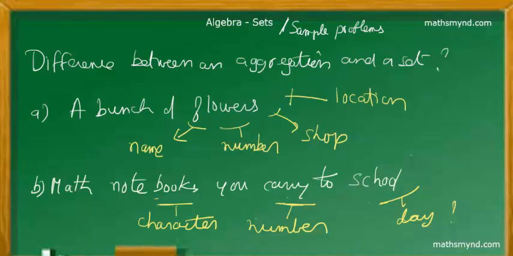So, adding those points, like the number of notebooks you carry to the school, and on which day. Suppose you usually carry two notebooks to school on Mondays. Then naturally, again, if such specifics are added, you can get a clear-cut set, which denotes the number of maths notebooks you carry to school on a particular day.